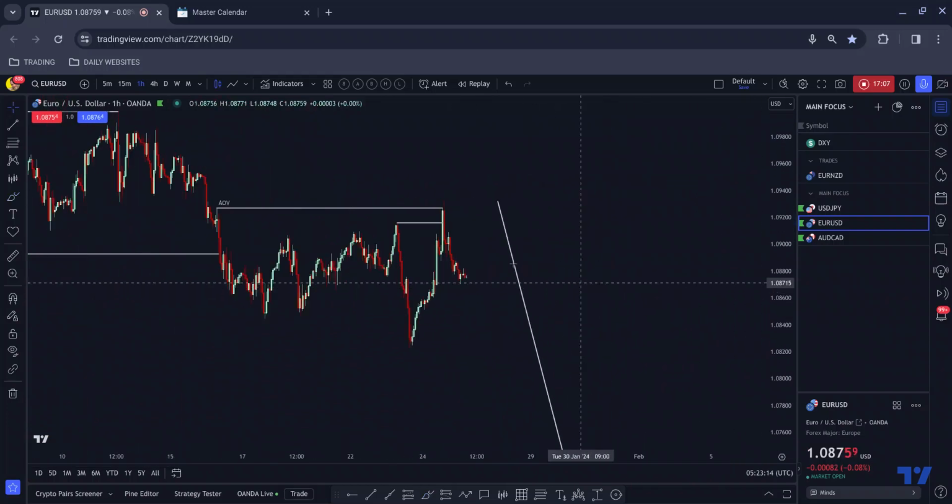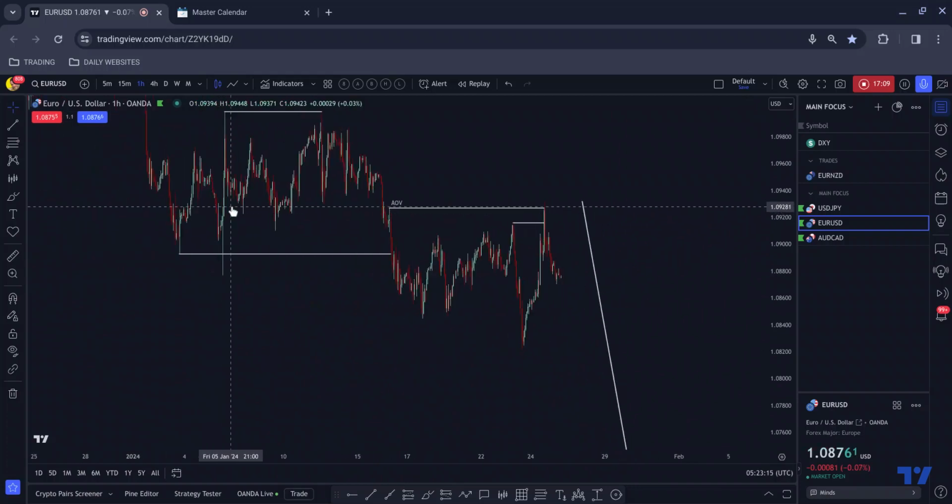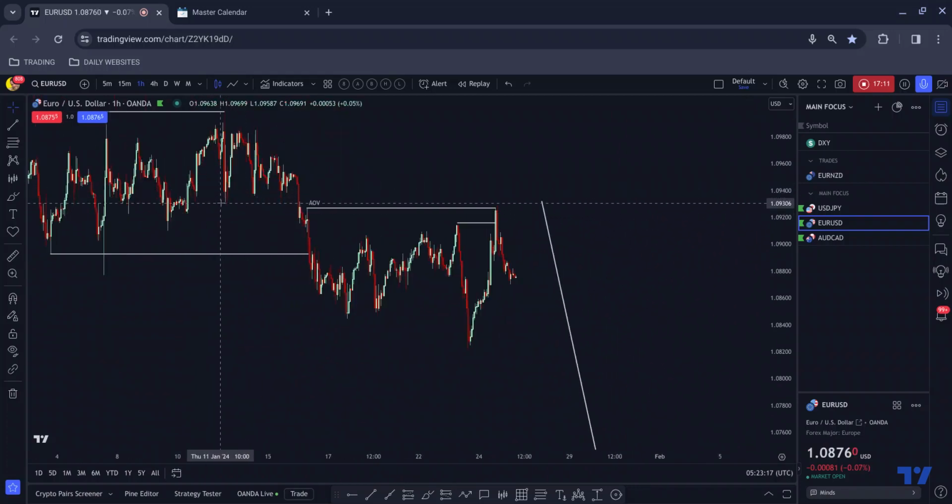But then we tap into this exchange of liquidity, which just so happens to be the retest of all of these sharp moves. Sharp move down, sharp move up. Same here. We tap into that and into this consolidation, and then we push down aggressively.